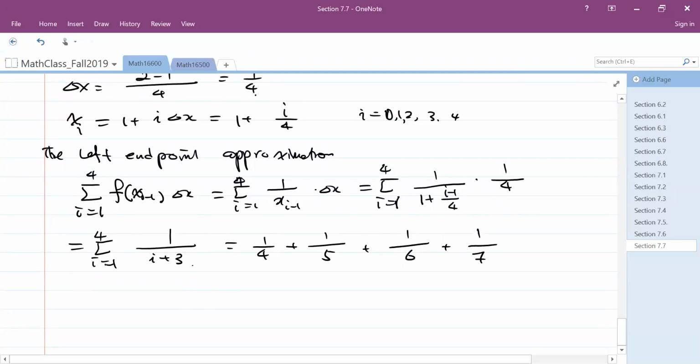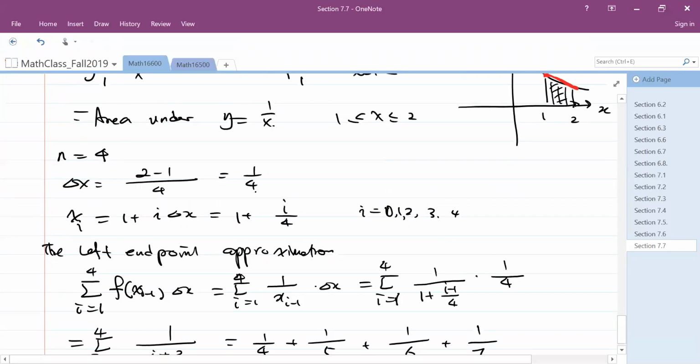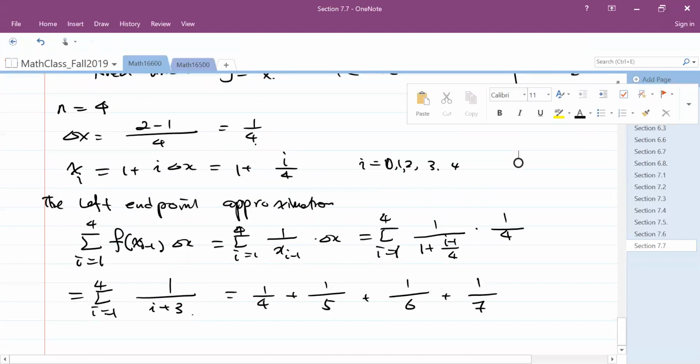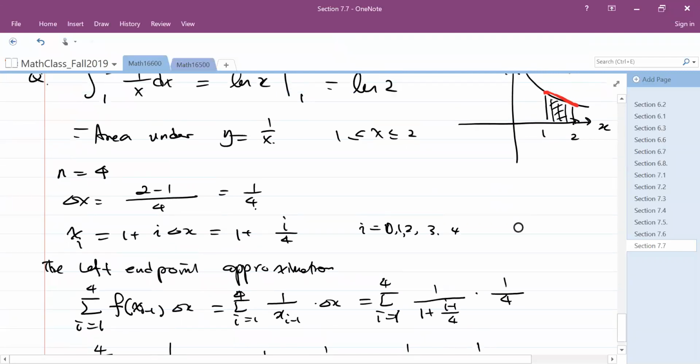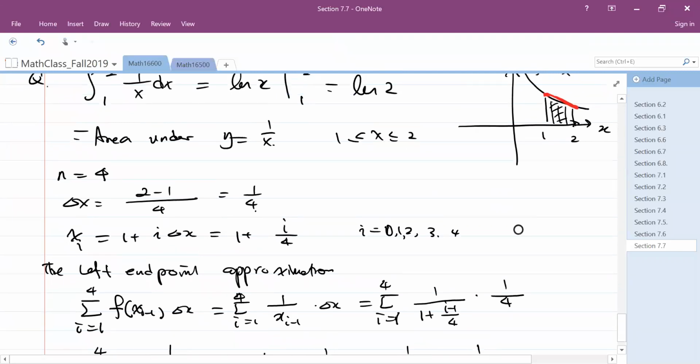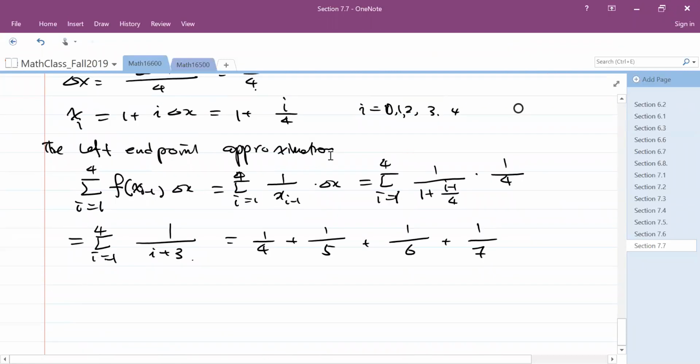If you look at the graph, if you use the left endpoint, then this will be the overestimate, because the graph is decreasing. Yeah, it's an overestimate. This should be larger than the integral from 1 to 2 of 1/x dx, which is natural log of 2.